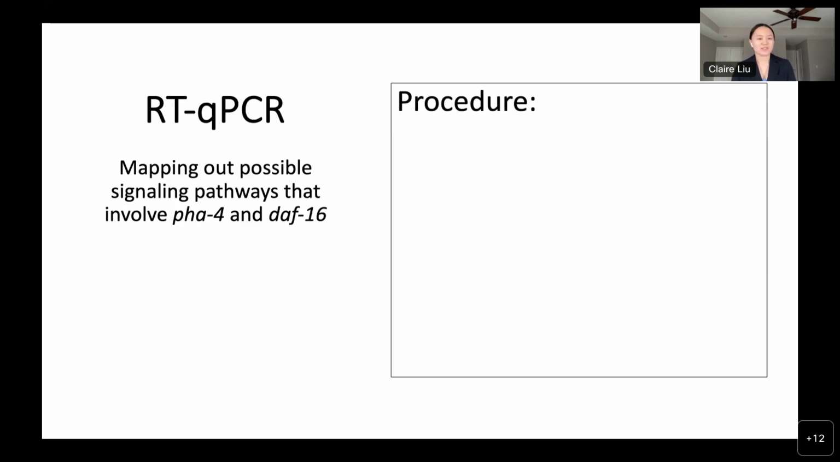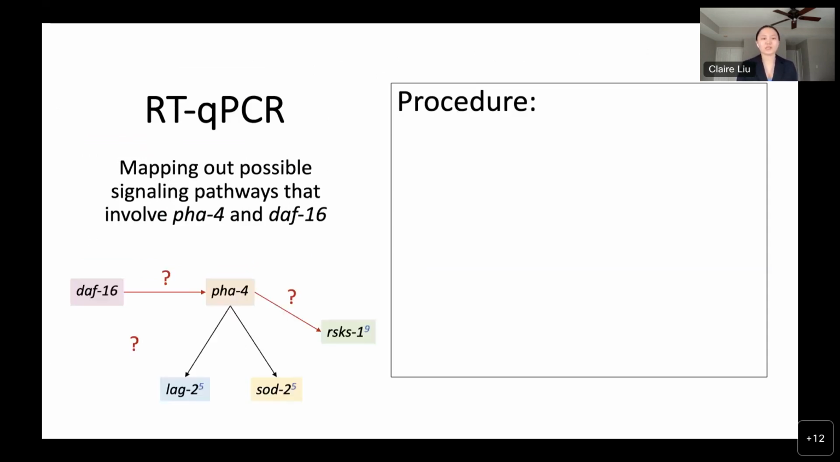The second experiment I did was an RT-qPCR, and this was done to try and map out the possible signaling pathways that involve FOF4 and DAF16. As I mentioned earlier, DAF16 is a suspected regulator of FOF4, and I also wanted to test its effect on genes that we do know are downstream of FOF4, which are LAG2 and SOD2.